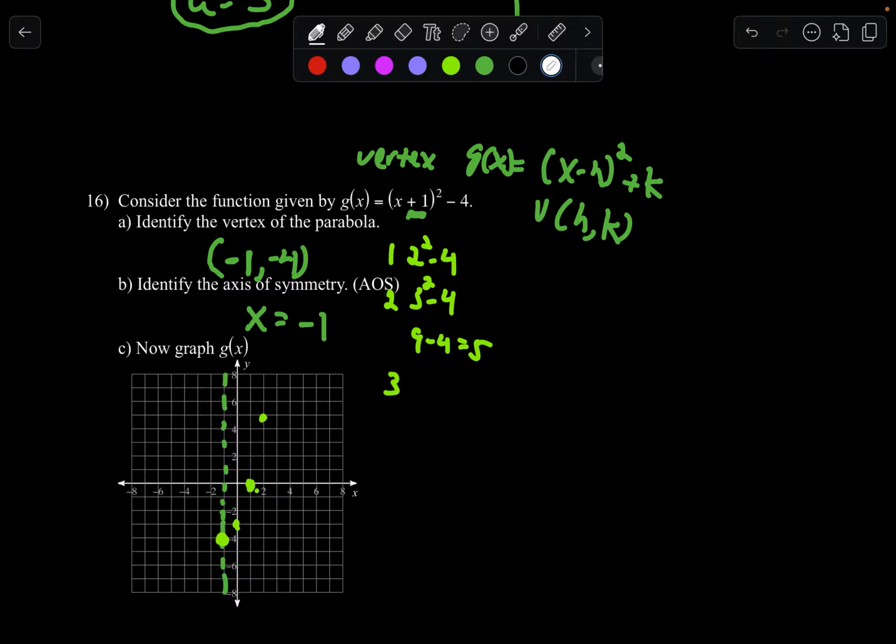And then we just remember symmetry, so we put the other points the same distance away at the same level. So this is 1, 2, 1, 2. This is 1, 2, 3, so we got 1, 2, 3. And there's your graph.